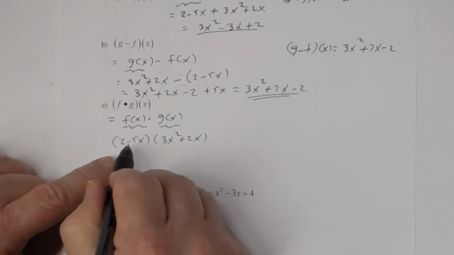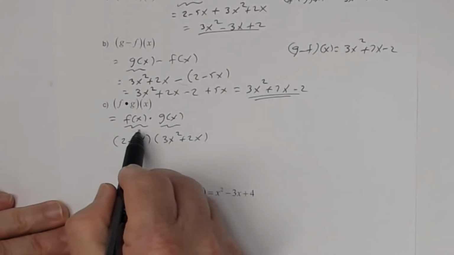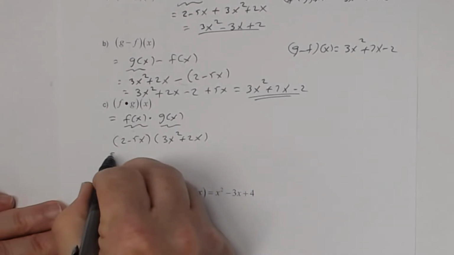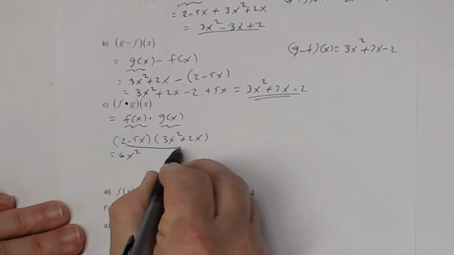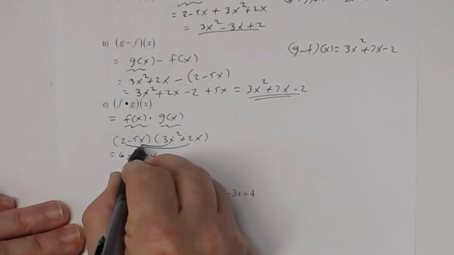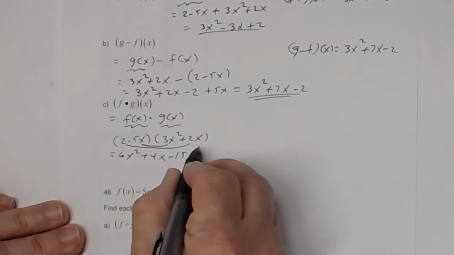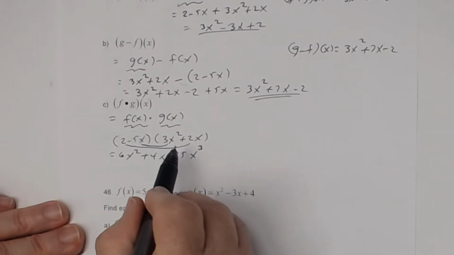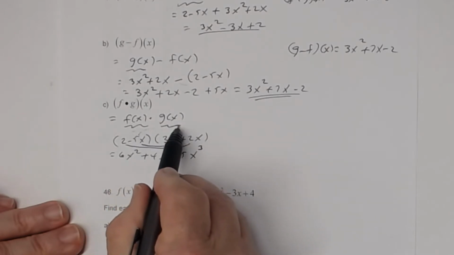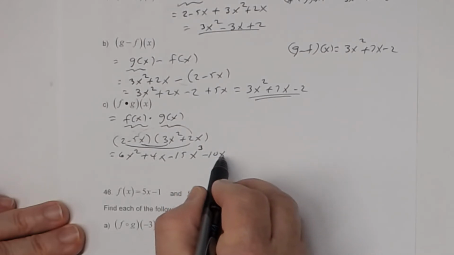Okay, so let's go ahead and use the FOIL method. I have two binomials, so I can use the FOIL method. The first: 2 times 3x squared is 6x squared. The outer: 2 times 2x is 4x. The inner: a negative 5x times a positive 3x squared is a negative 15x cubed, right? X times x squared is x cubed. And then last: a negative 5x times a positive 2x is a negative 10x squared.